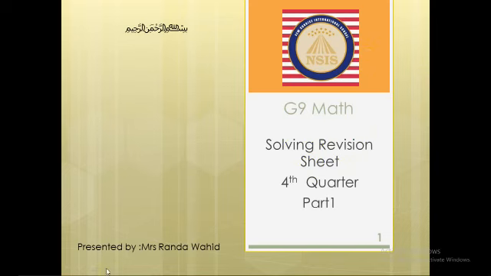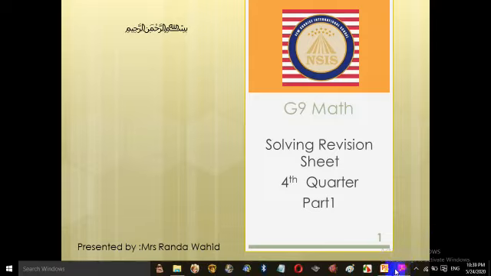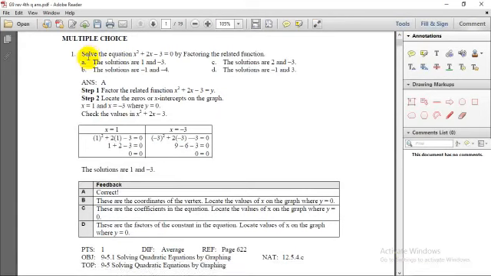Please open your revision sheet with me. We're going to start solving it here. In the first problem, he is asking you to solve the equation x power 2 plus 2x minus 3 equals 0 by factoring the related function. How to solve? Solving means finding the values of x which make this function equal 0.